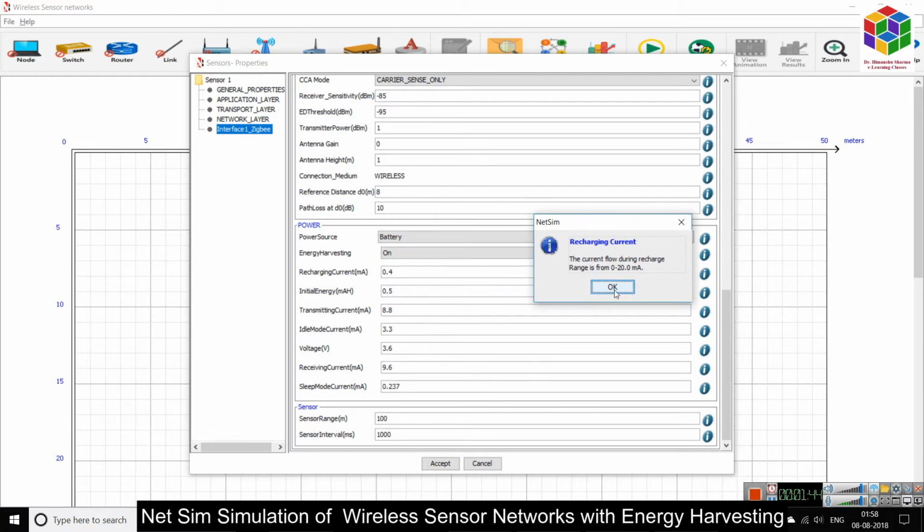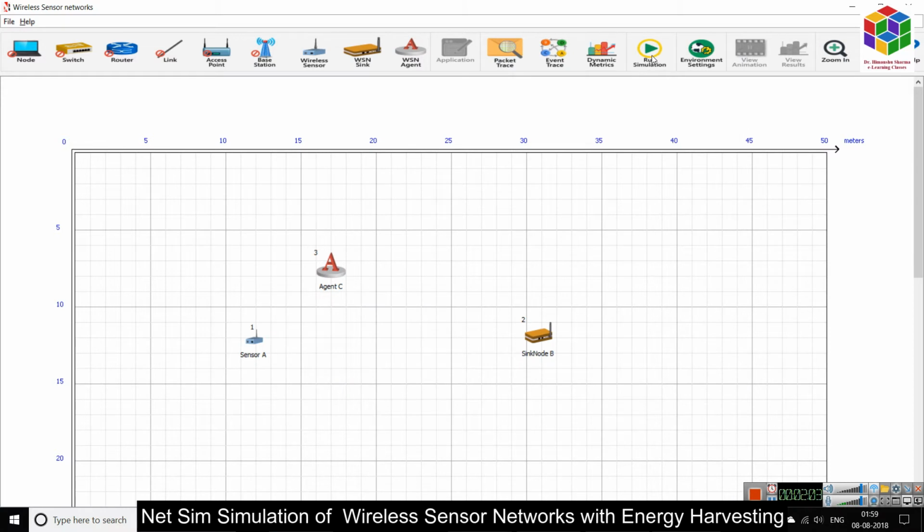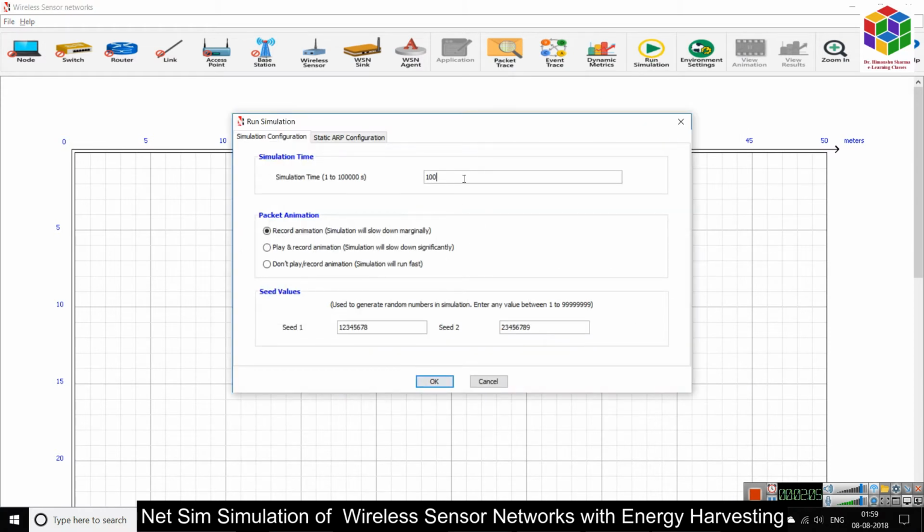See, the wireless sensor nodes do not know which type of energy harvesting source is used. It just concentrates on the recharging current which is received from the energy harvesting source, whether it is solar, thermal, or RF. So let us accept it and run the simulation. We will run this for 10,000 seconds.